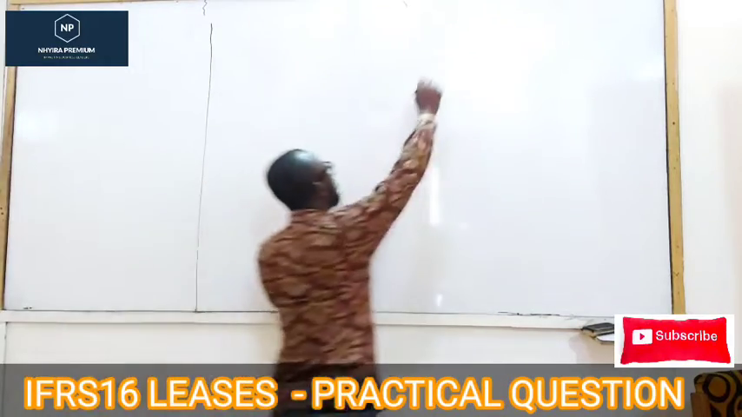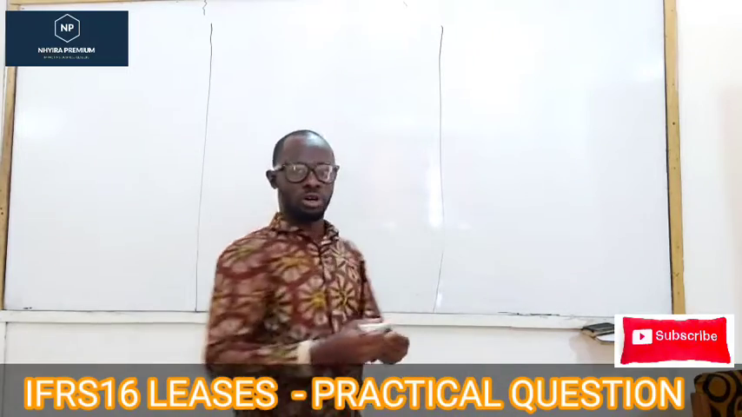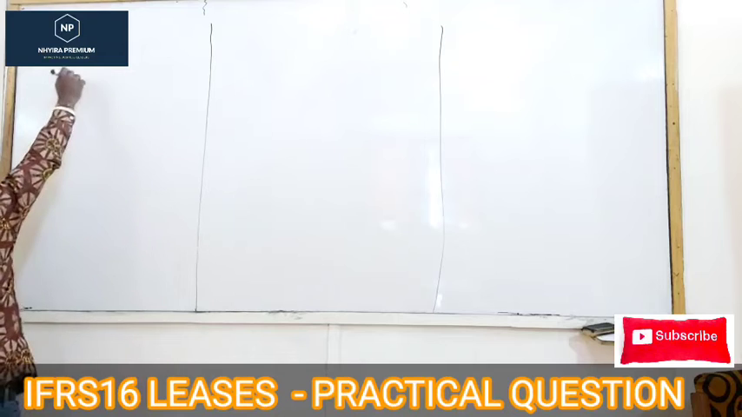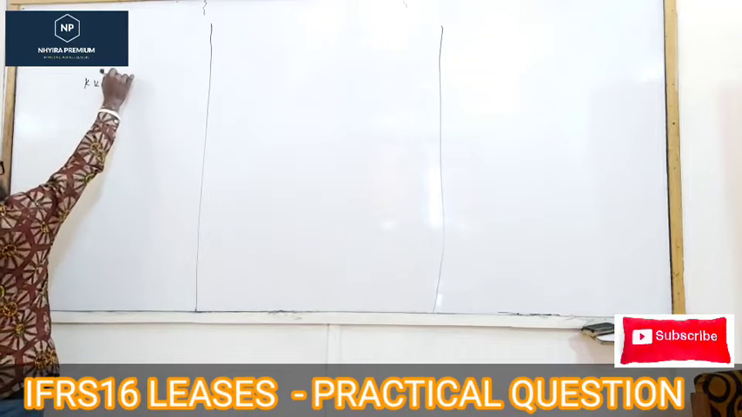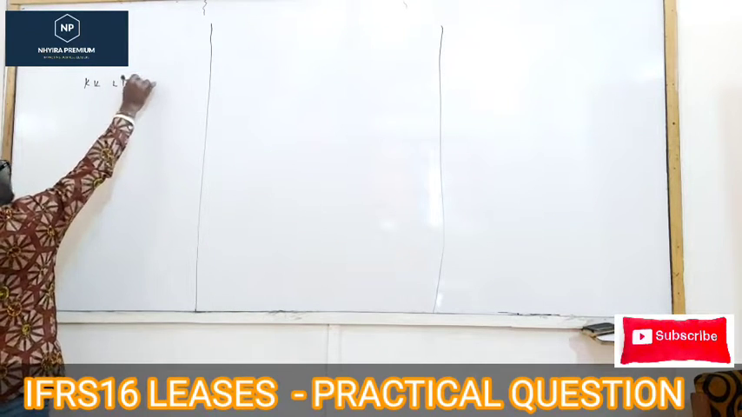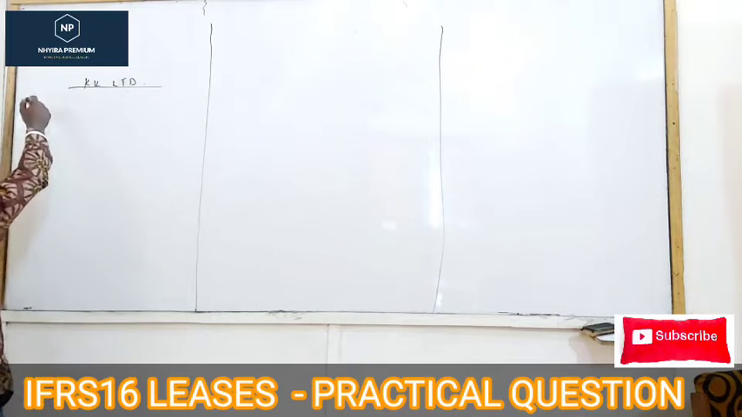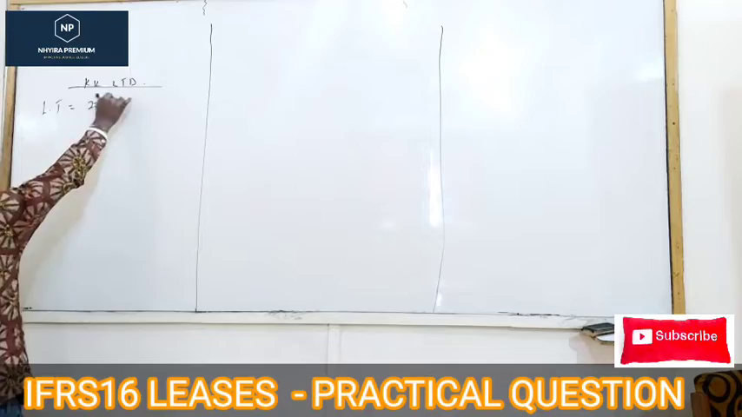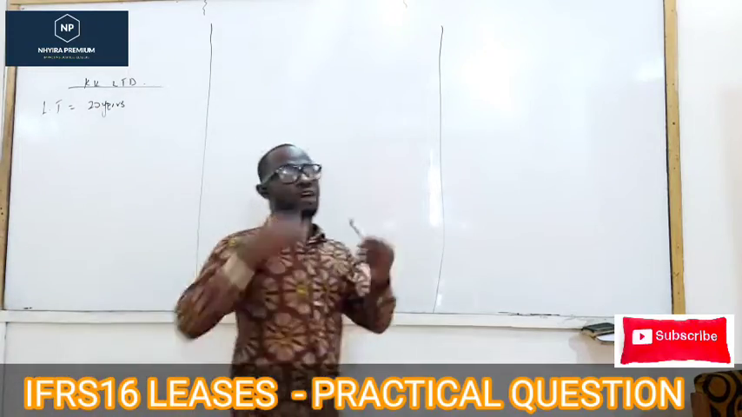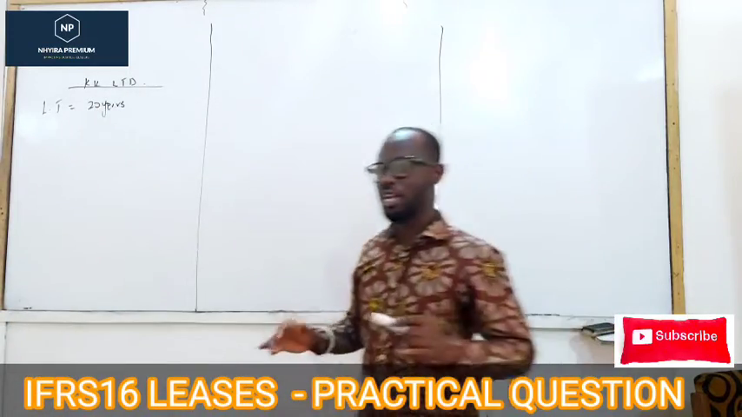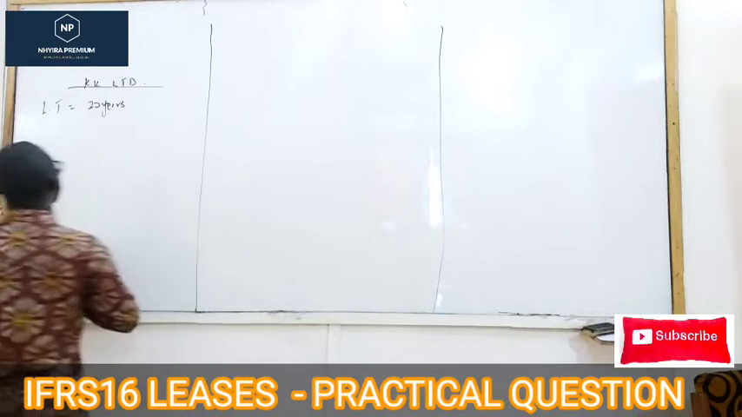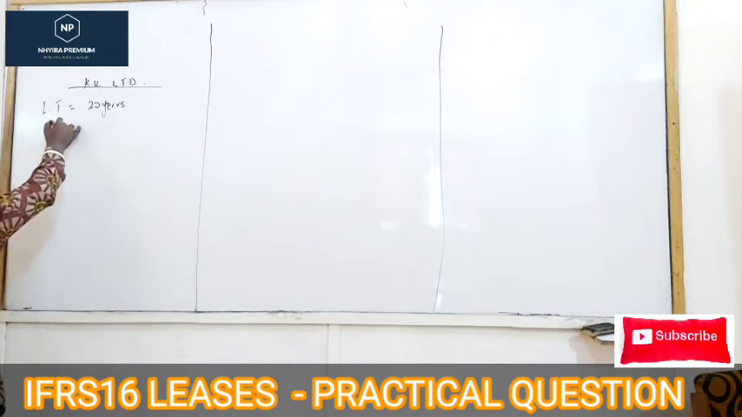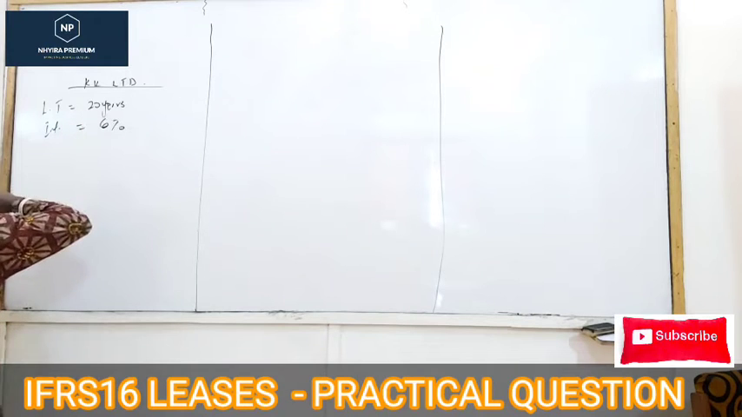Let's see if I can divide my board. I think I have a full board on the screen. Yep. So if I divide my board, KK Limited, in that case, you realize that the lease term is 20 years, but they have a further 5 years to go, but the current lease term is 20 years. And we are told that the interest rate implicit in the lease is 6%.